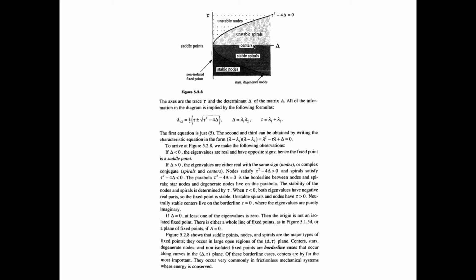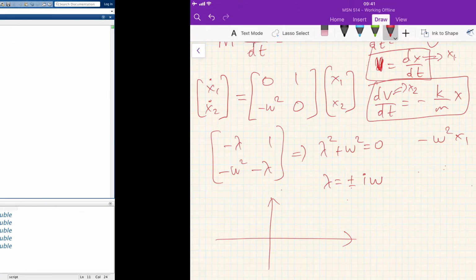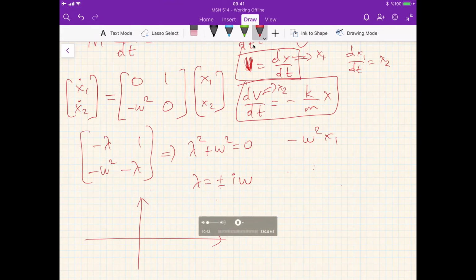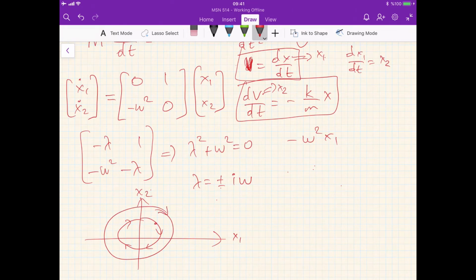So basically, if we are talking about x1 and x2, this is what you get. If you start from here, you will revolve around here. If you start from here, you will revolve around here. Which is what you expect from a harmonic oscillator, right?